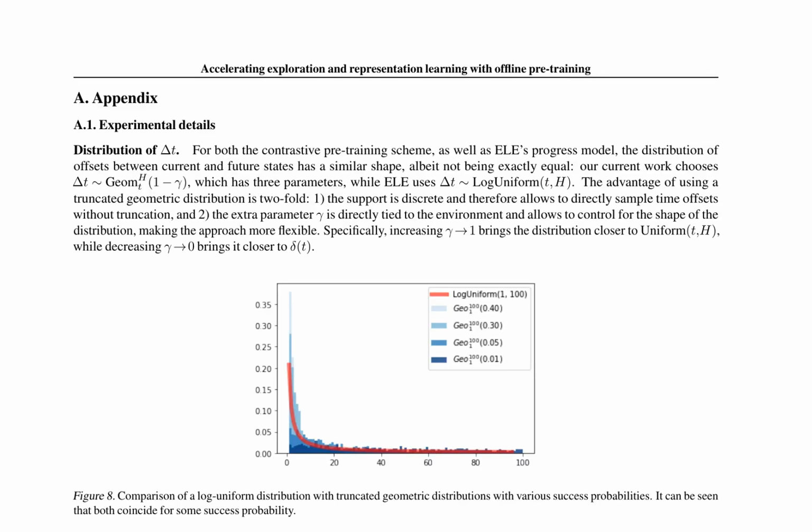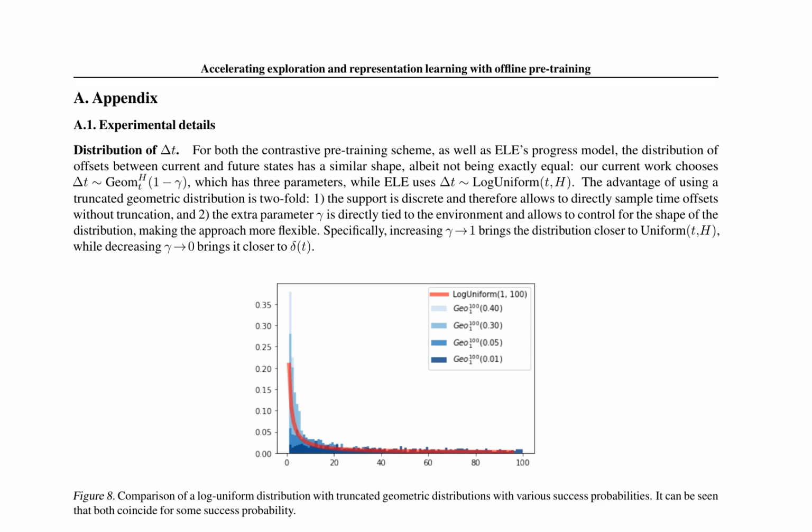The appendix provides supplementary experimental details and results, including the distribution of offsets between current and future states, denoted as T. A truncated geometric distribution, T-geom-T1, is employed, offering discrete support for direct sampling of time offsets without truncation and an extra parameter that can be tied to the environment, enhancing flexibility. In contrast, ELE uses a log-uniform distribution, T-log-uniform, T-H. Figure 8 compares these distributions, showing coincidence for certain success probabilities.